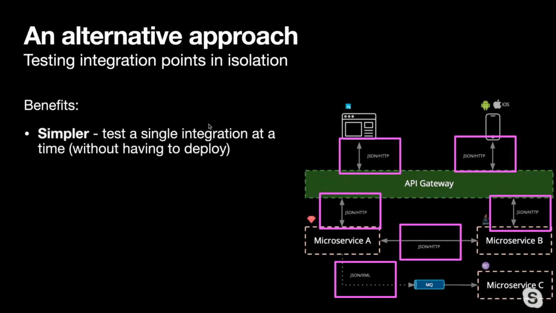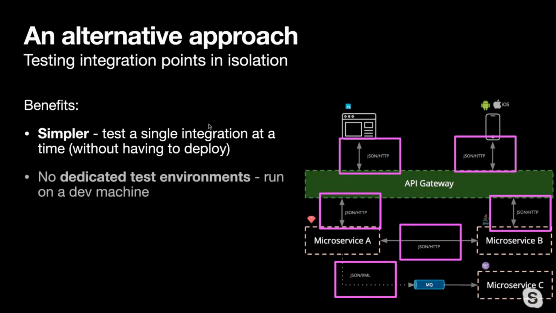The benefit of this is that it's simpler, because we, as let's say iOS developers, only care about our integration towards the API gateway. We don't have to necessarily deploy, and we only test that point, nothing else. We don't have to have dedicated test environments. We run it on a dev machine. We'll see how we do that later. And we have fast feedback for the responsibilities on our side as consumers, instead of waiting for everyone else to do everything they need to do in order for us to test our integration point that is completely detached from anything else.